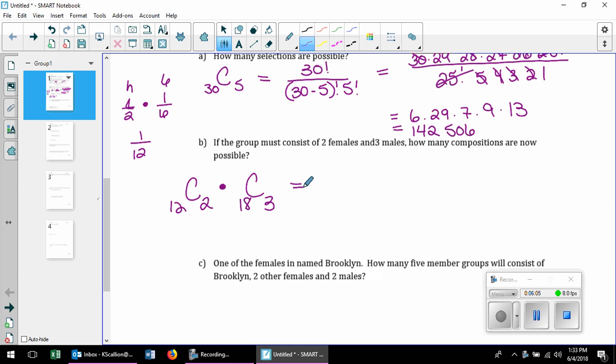So I'm going to have 12 factorial over 12 minus 2 factorial, times 2 factorial, multiplied by 18 factorial over 18 minus 3 factorial, 3 factorial.